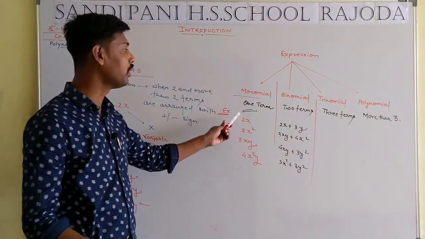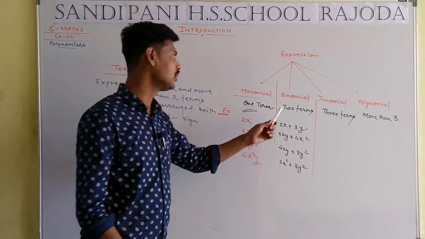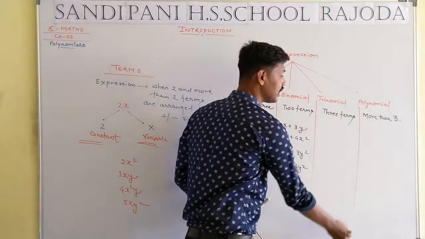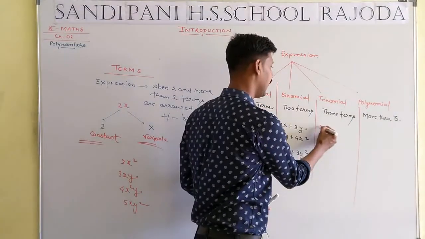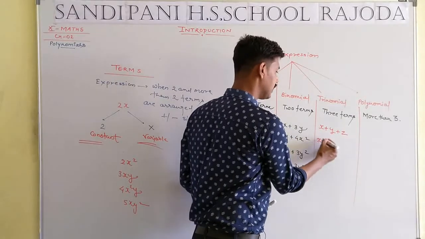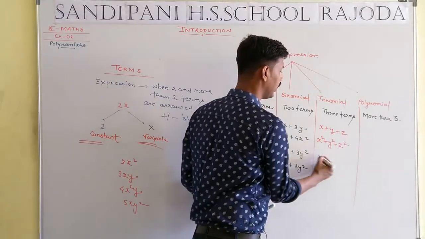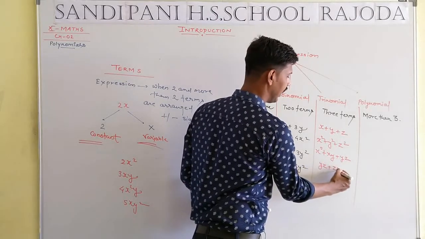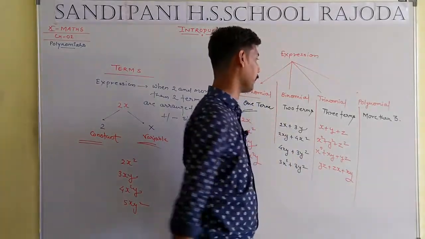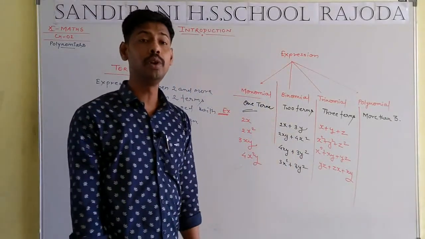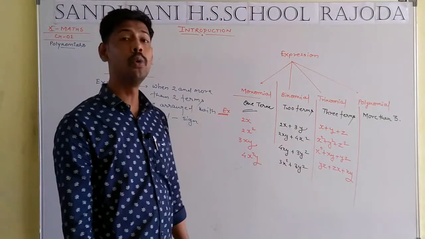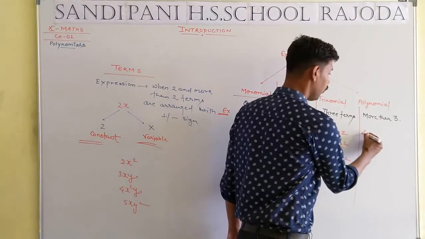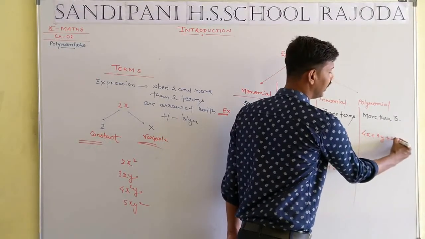In the case of a monomial, we have one term. In the case of a binomial, we have two terms. In the case of a trinomial, how many terms are there? Three terms. That means x plus y plus z, x square plus y square plus z square, x square plus xy plus yz, yz plus zx plus xy, and so on. But in the case of a polynomial, more than three terms are there, just like 4x plus 3y plus 2xy plus 3.